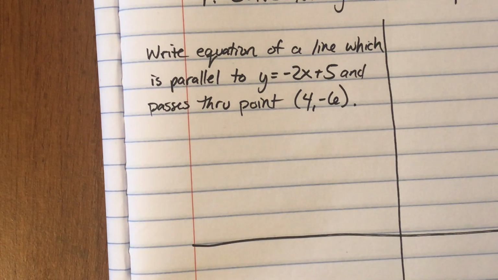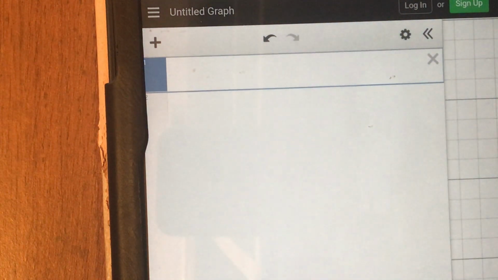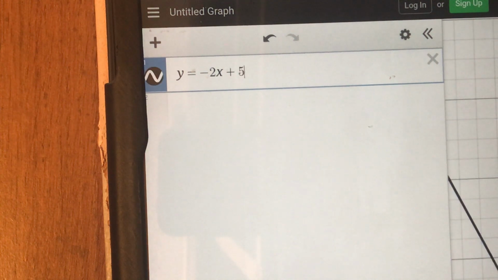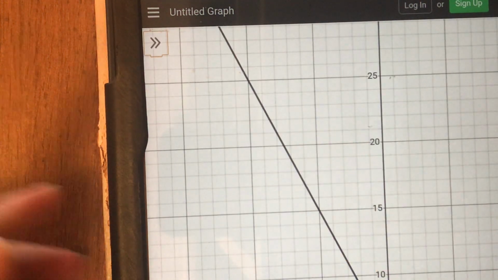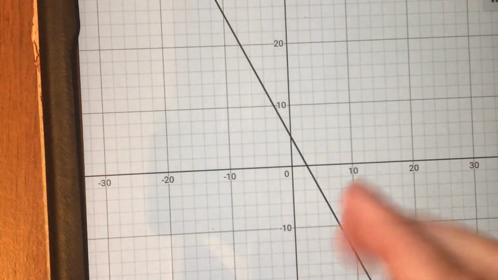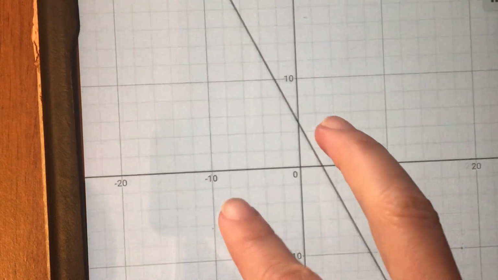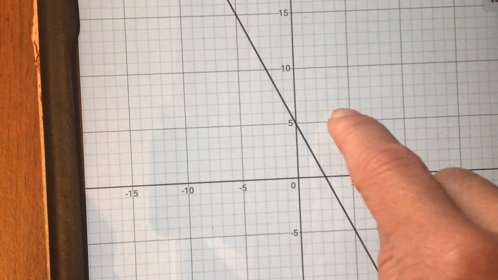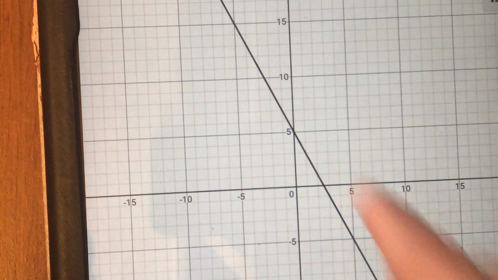So let's sort of picture what's happening here. If you open up Desmos, I'm going to type in the equation that we're given. Our original equation is y is equal to negative 2x plus 5. And here's what it looks like. So we're looking for a line that's going to be parallel to this. So it's going to be running in this direction, but it has to pass through the point (4, negative 6). So if I find that point, it's going to have to go through this point right here. And so we're going to have to figure out, okay, I need the same slope in order to make it parallel, and I want it to go through that point.